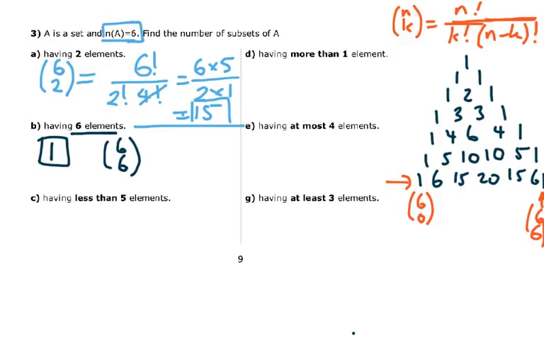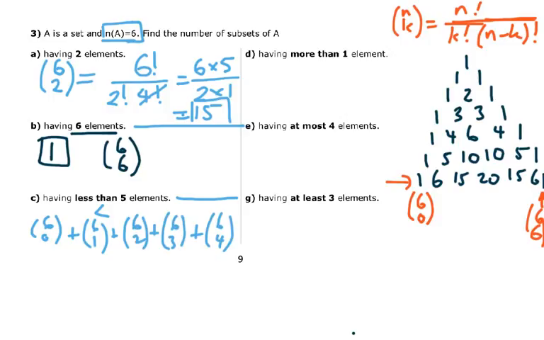Alright, so on to part C. We want the number of subsets that have less than 5 elements. So everything less than 5, well, we could have 0, 1, 2, 3, 4, and let's write them in. But we won't include 5 elements because it's just less than, not including 5. So we can look at these most easily from Pascal's triangle. We can see there's 1 plus 6 plus, just reading across the row there, 15 plus 20 plus 15. And if we add all of that up correctly, we should get 57.